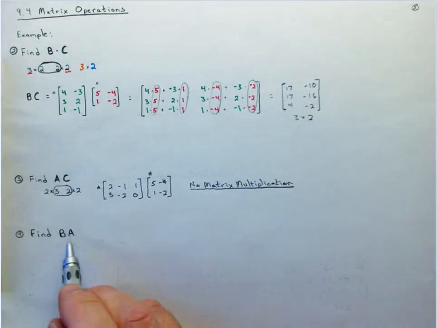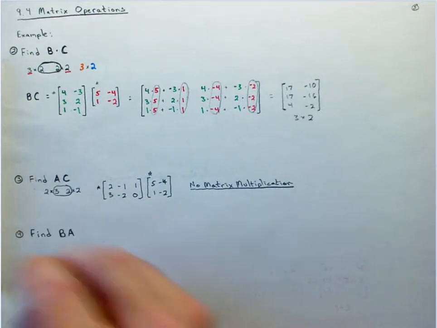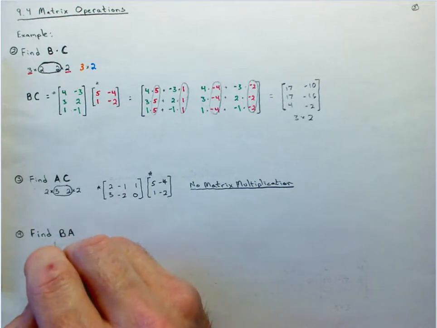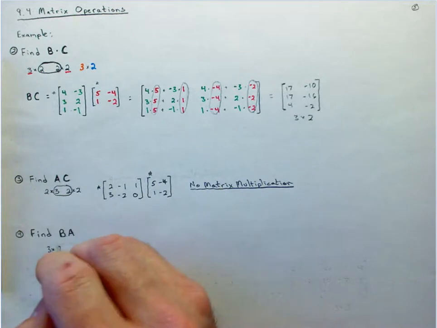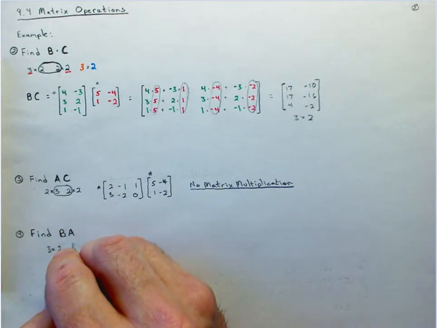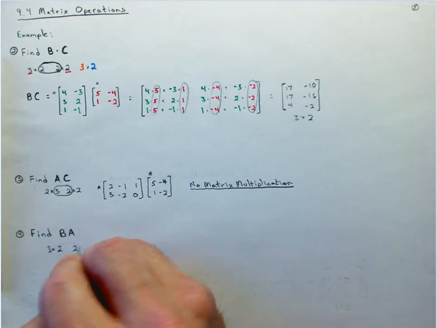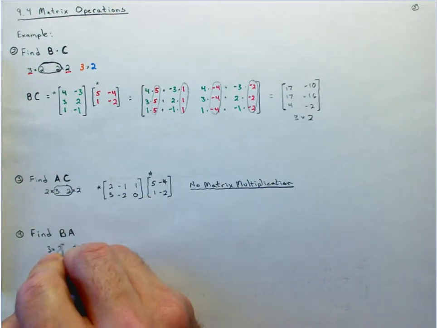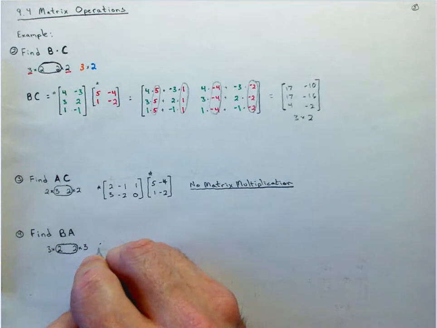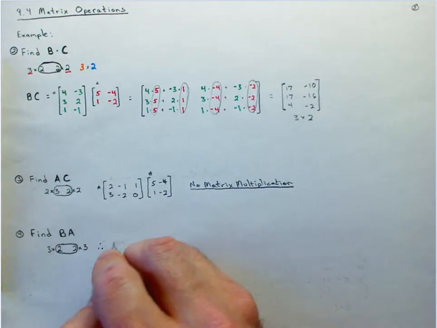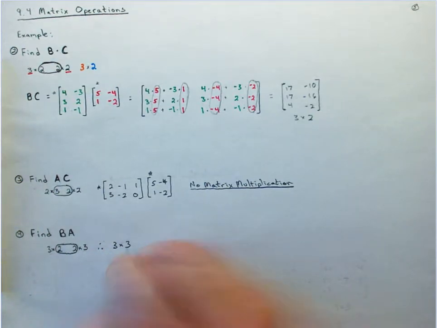But B and A, I bet you we can do B and A. I wouldn't give you 2 examples where you couldn't. So B has an order of 3 by 2, and A has an order of 2 by 3. And yes, these are the same, so therefore I will have for my new matrix an order of 3 by 3.